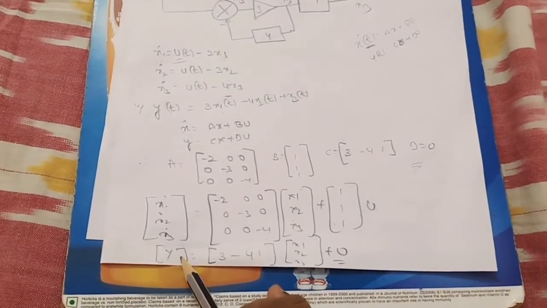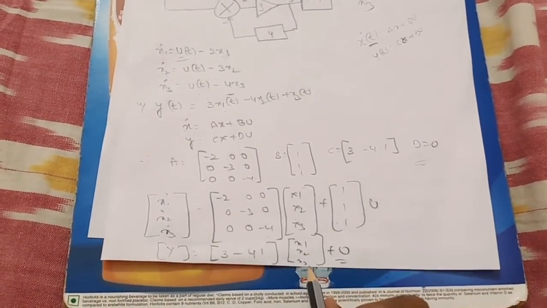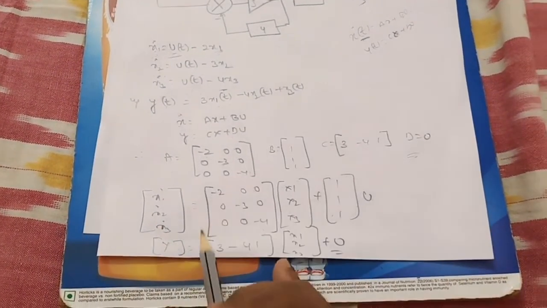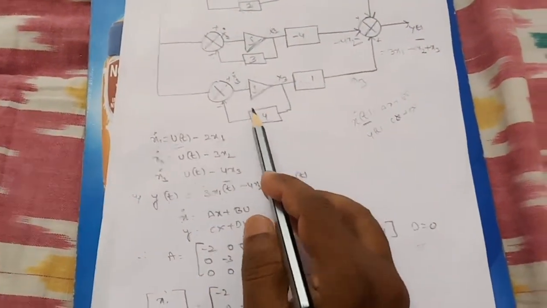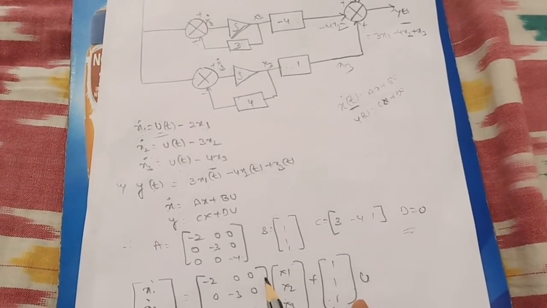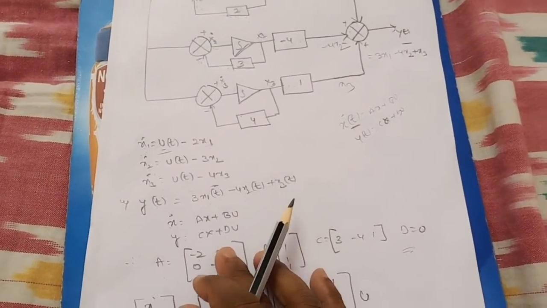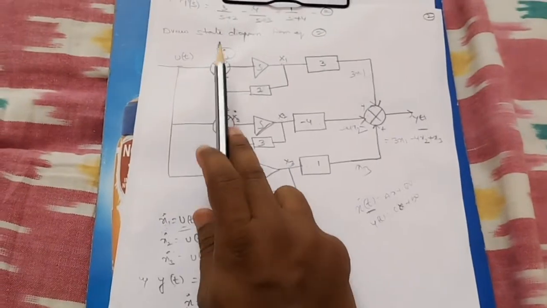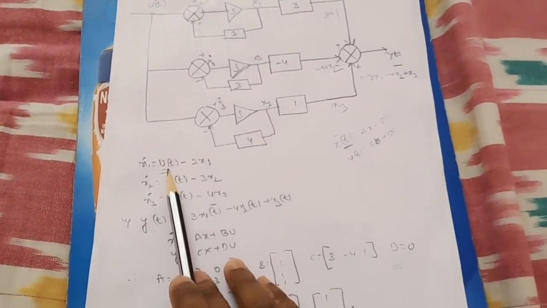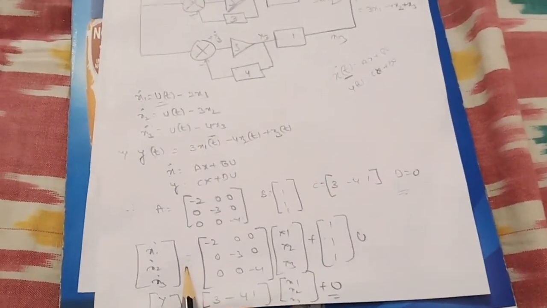Similarly for y, with x1, x2, x3 you write y equals 3x1 minus 4x2 plus x3. So 3, minus 4, 1, plus the D matrix which is 0. This is how to represent the state model as well as the state diagram whenever you are asked a question on the controllable canonical form. This is the procedure for the controllable canonical form. First you take the transfer function, then you draw the state diagram, find the state equation and represent it in matrix form. Thank you.